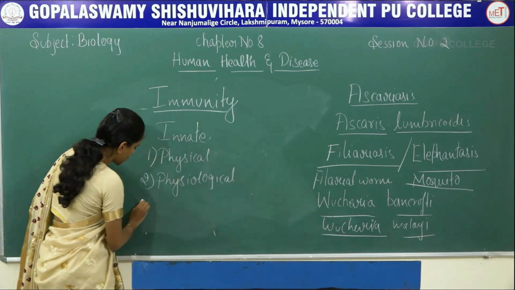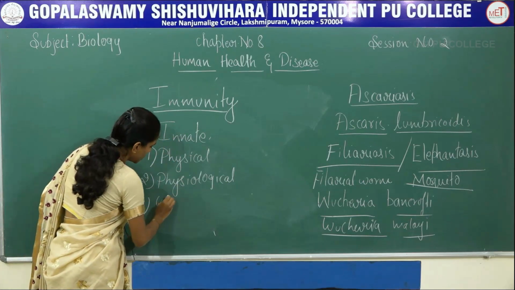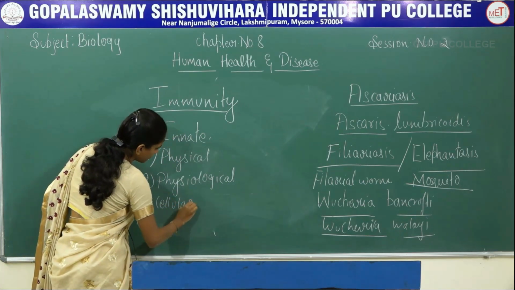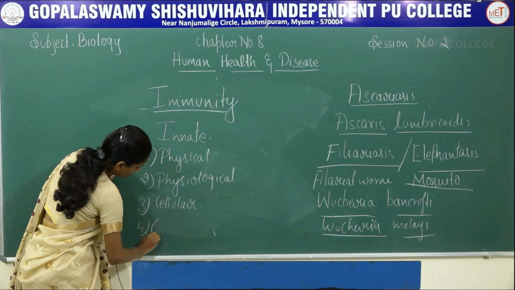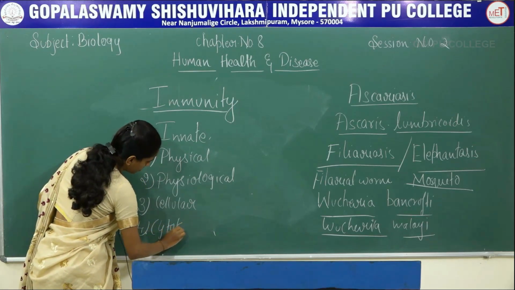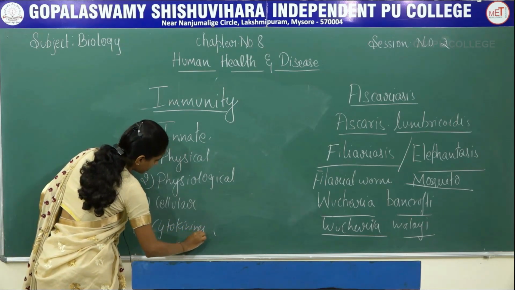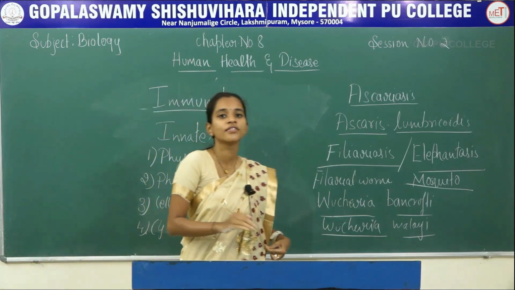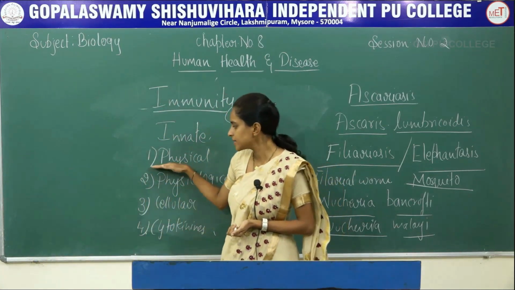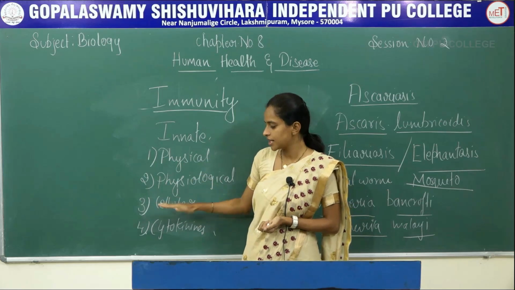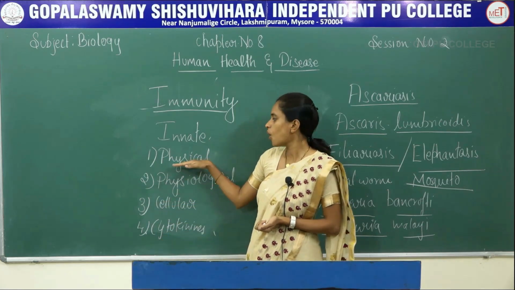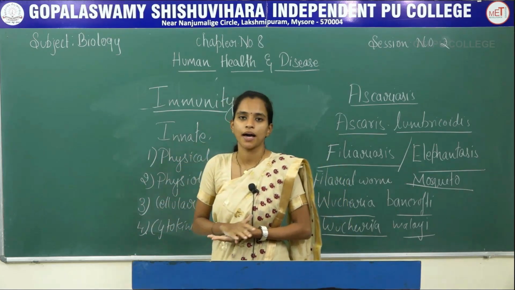Physical, physiological, cellular, cytokinin. There are 4 different forms of barriers: physical, physiological, cellular and cytokinin. Now what is included in physical barriers?